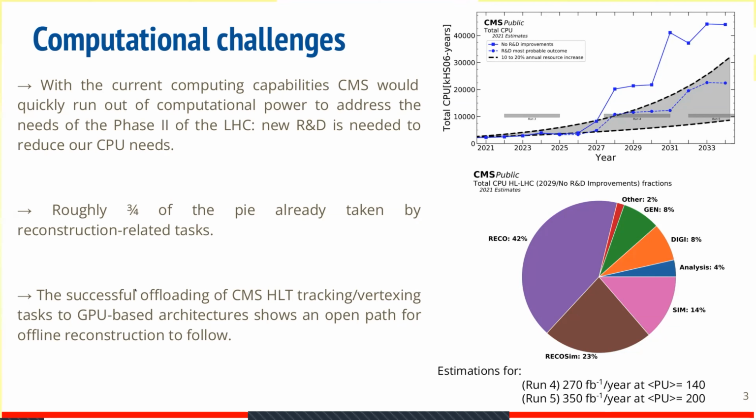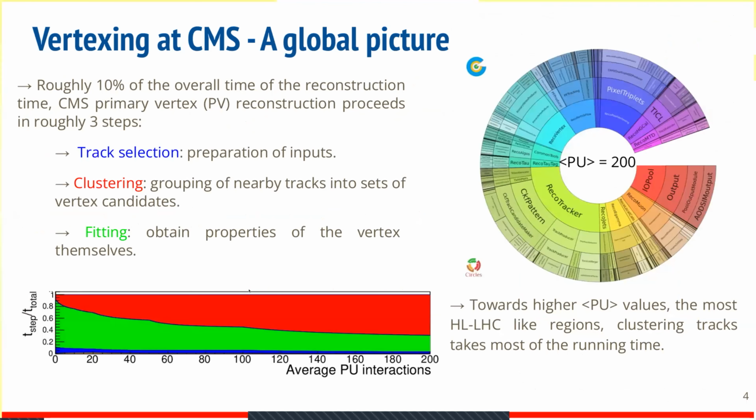And one of the things is that, as we know, the online algorithms have already been successfully offloaded to GPU-based architectures. This shows us an open path to do the same with the offline reconstruction, which has been lagging a little bit behind. And amongst them, what I'm going to discuss mostly is how this is done for vertexing, which, if you look at the picture on the right, is a summary of how the reconstruction time is spent in the CMS experiment, and roughly 10% of it is spent on finding the primary vertex in the collisions.